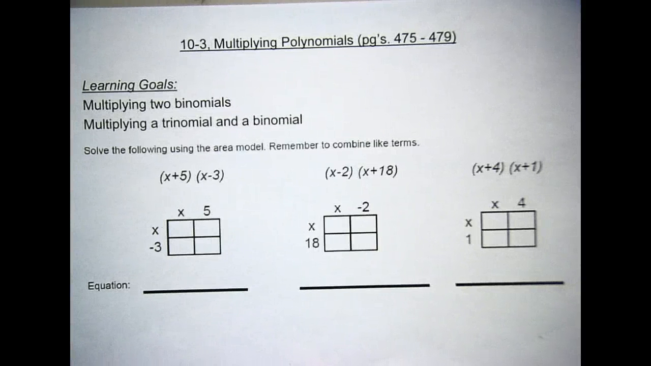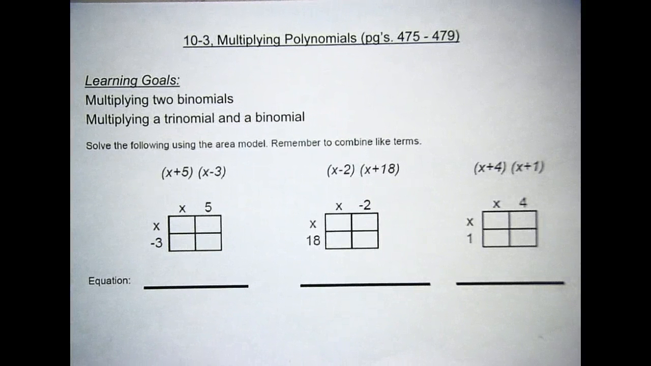10-3 multiplying polynomials. All right. Now this starts us kind of like yesterday where we multiplied at the very beginning and then we factored. Well, today we're multiplying, and then when we get to 10-4, we start factoring. And these polynomials are a little more complex than the ones we've been dealing with.